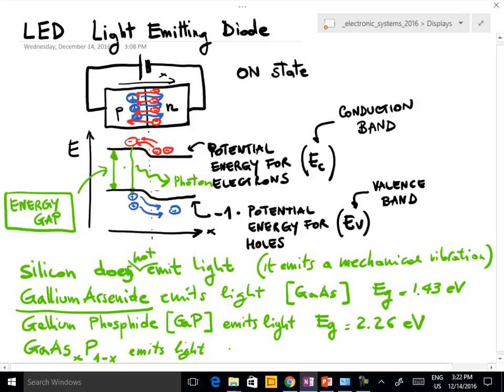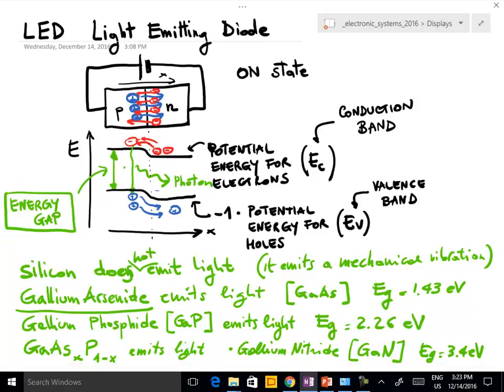If we want the blue, we need to use gallium nitride. The symbol is GaN, N for nitrogen, and for gallium nitride the gap is 3.4. So it's basically blue. It's just a bit above blue. I don't know if you follow the tech news. The blue LED is the gallium nitride LED. It's something that has become pretty popular in the last 10 years.